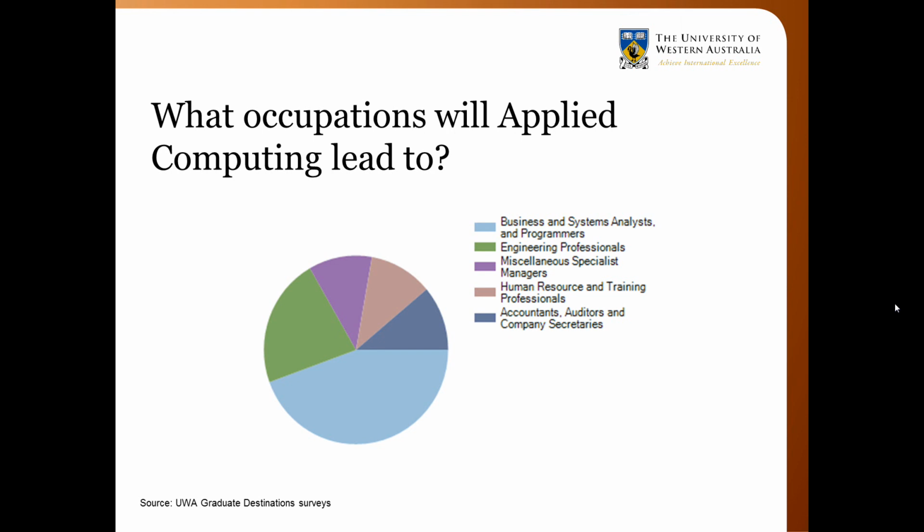Next sector is accountants, auditors, and company secretaries. Next sector is human resource and training professionals. And lastly, miscellaneous specialist managers.